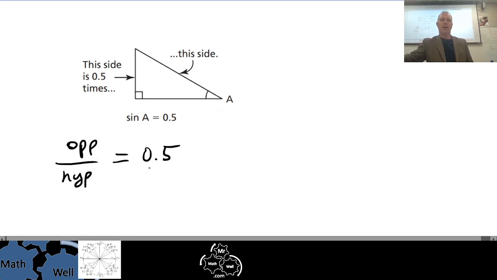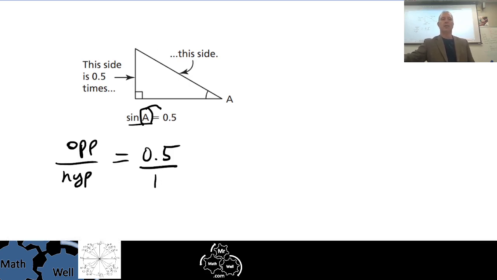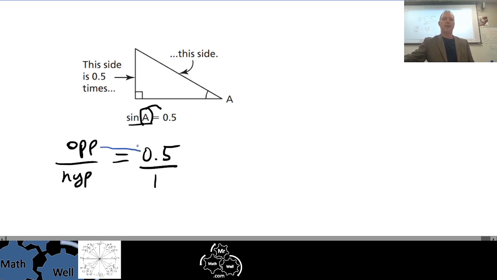Or 0.5 over 1. Okay, so the sine of angle A is made up of opposite side over hypotenuse. The sine of A equals 0.5, so opposite over hypotenuse equals 0.5. If you make this a ratio, what you see here is that the opposite side is always half of the hypotenuse in this case. Okay, so this side is 0.5 times this side. All right, relation between angles.